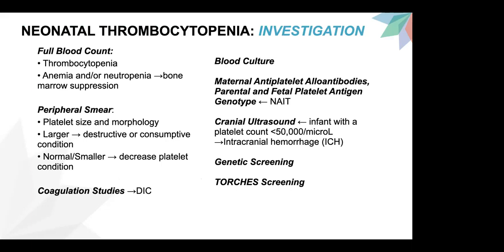For investigation, aside from looking at the platelet count, we also need to look at the other blood parameters like Hb and total white cell count. If there's anemia and or neutropenia, then we might need to think about bone marrow suppression. We can also do a peripheral blood film to look at the platelet size, and also in the case of destructive or consumptive causes.